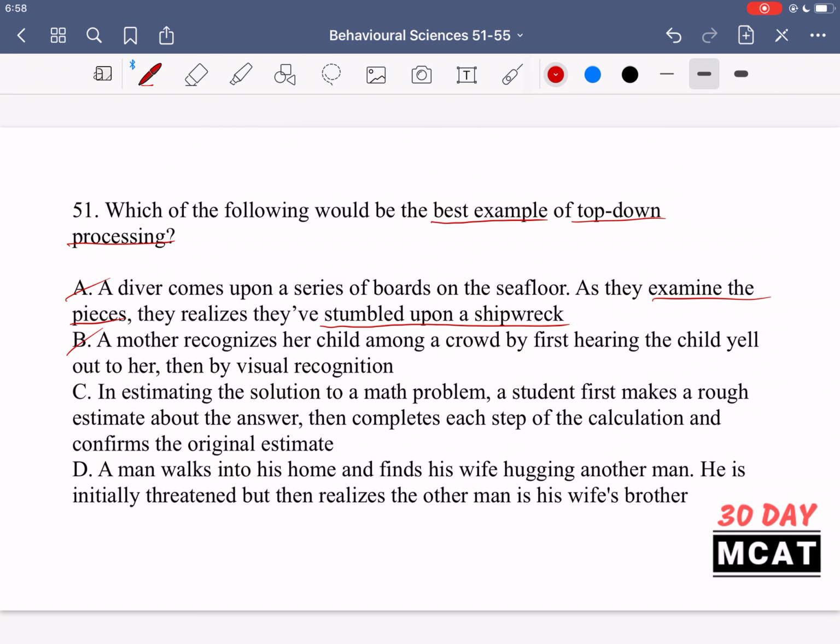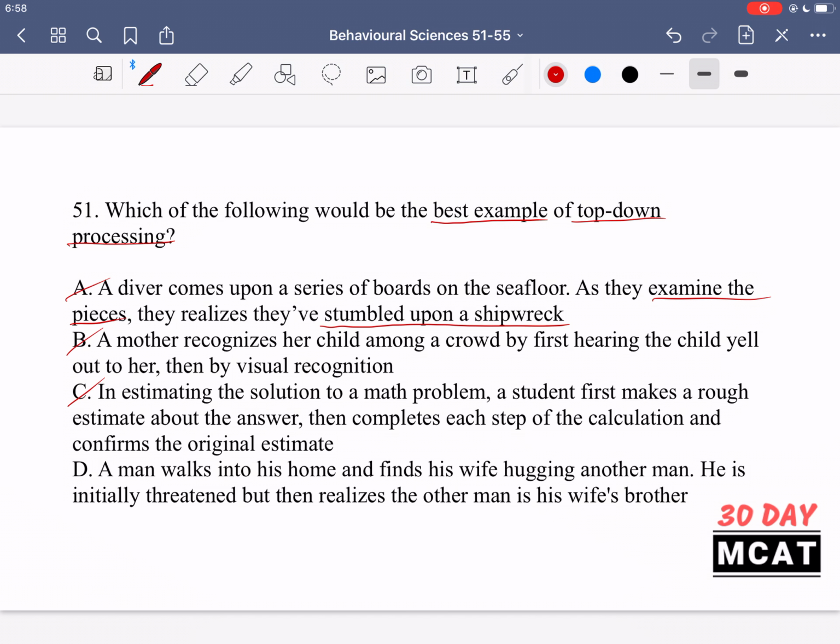Option C is saying in estimating the solution to a math problem, a student first makes a rough estimate about the answer, then completes each step of the calculation and confirms the original estimate. This isn't even related to processing sensory information, it's more of a reasoning tactic. So because of that, we can rule option C out.